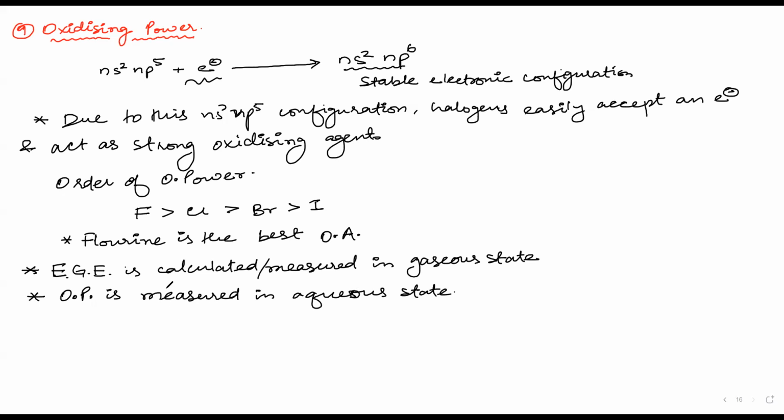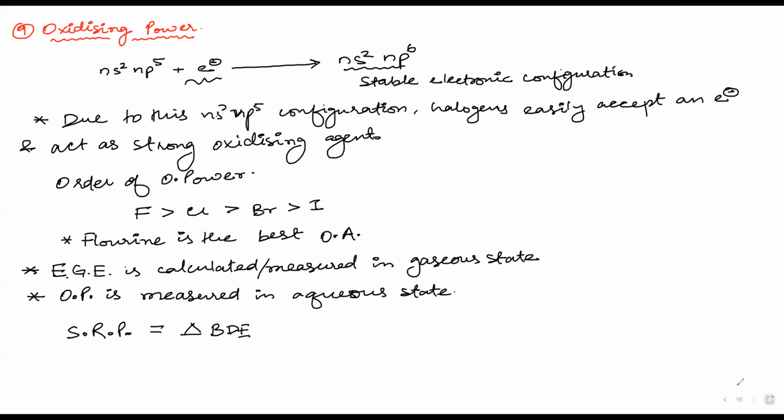In aqueous state. Okay. And oxidizing power, you will read this in the electrochemistry chapter. There is one thing which is known as standard reduction potential. Okay, standard reduction potential. So if we calculate the standard reduction potential, now the tendency to reduce should be smallest. Now this depends on delta bond dissociation energy.